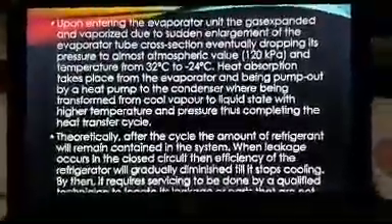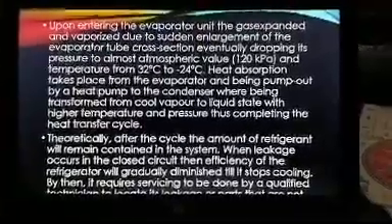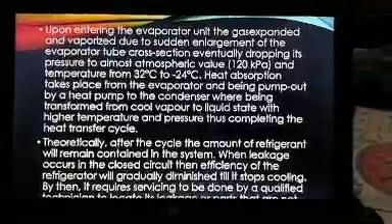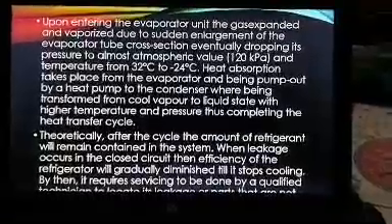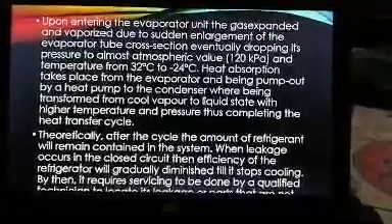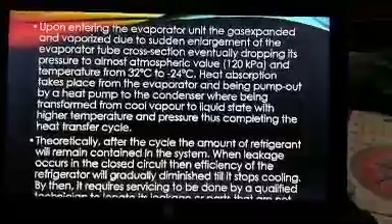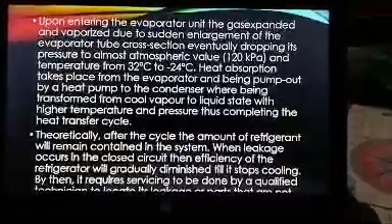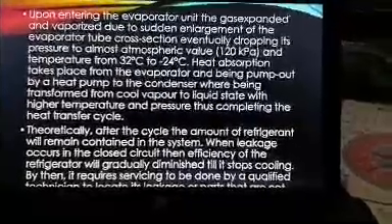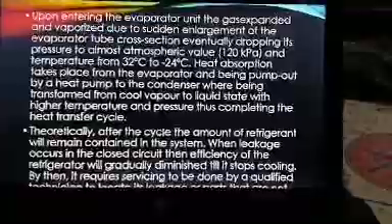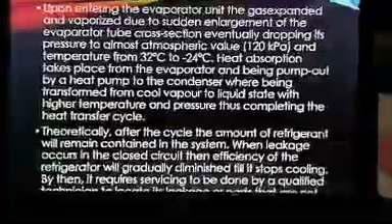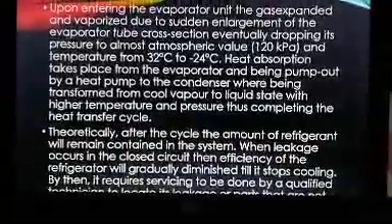Upon entering the evaporator unit, the gas expands and vaporizes due to sudden enlargement of the evaporator tube cross-section, eventually dropping its pressure to almost atmospheric value 120 kPa and temperature from 32 degrees to minus 24 degrees. Heat absorption takes place from the evaporator and is pumped out by a heat pump to the condenser, where it is transformed from cool vapor to liquid state with higher temperature and pressure, thus completing the heat transfer cycle.